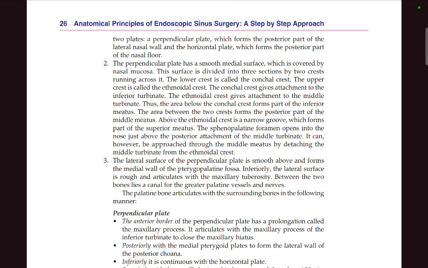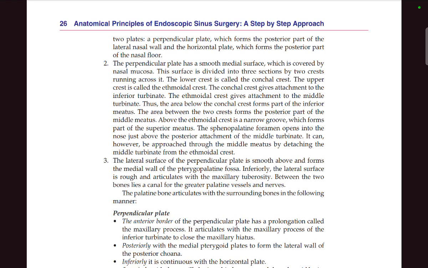The area between the two crests forms the posterior part of the middle meatus. Above the ethmoidal crest is a narrow groove which forms part of the superior meatus. The sphenopalatine foramen opens into the nose just above the posterior attachment of the middle turbinate. It can, however, be approached through the middle meatus by detaching the middle turbinate from the ethmoidal crest.